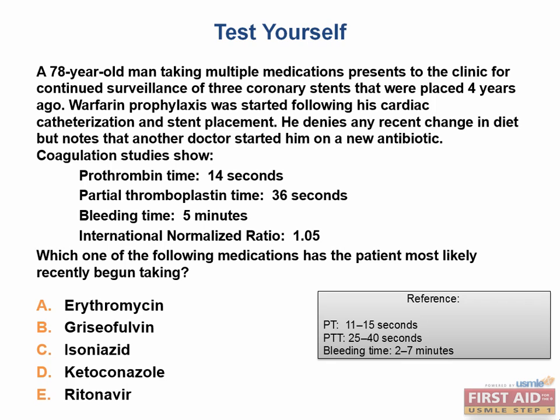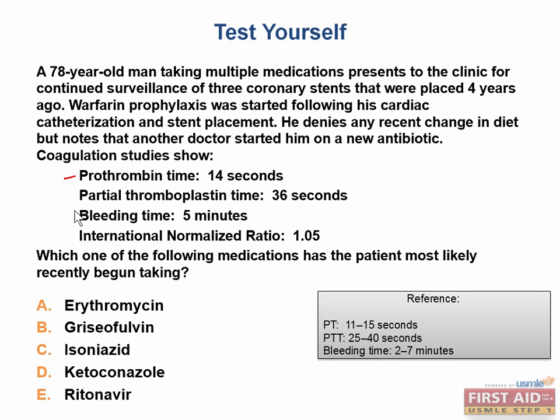I hope you're ready for a practice question. Let's see how these concepts we just covered can show up on the USMLE. We have a 78-year-old man taking multiple medications, and he presents to the clinic for continued surveillance of 3 coronary stents that were placed 4 years ago. Warfarin prophylaxis was started following that cardiac catheterization and stent placement. He denies any recent change in diet, but he does note that another doctor started him on a new antibiotic pretty recently. The coagulation studies are shown below.